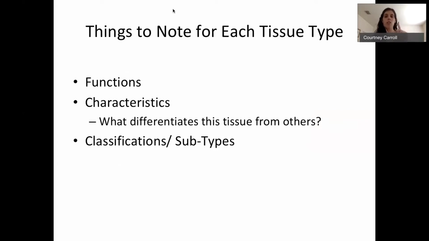Things you want to pay attention to for each tissue type. Importantly, you want to pay attention to the function. So what does this tissue type, what does this tissue subtype do? Then you want to pay attention to the characteristics. What differentiates this tissue from other tissues? And also, you want to look at the different classifications and subtypes. How are we grouping things within the larger tissue type?